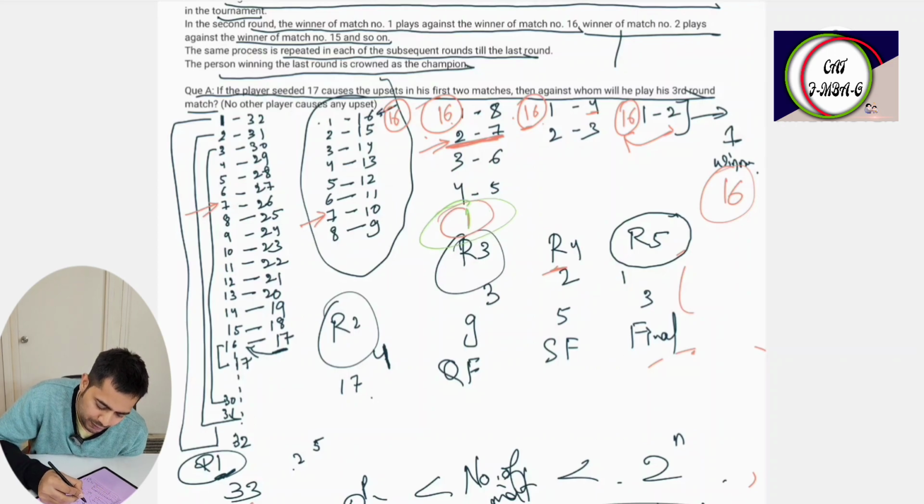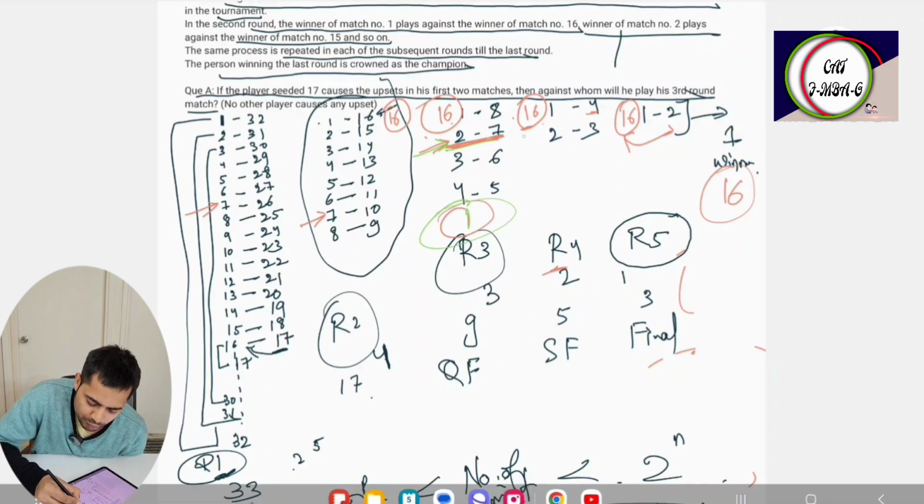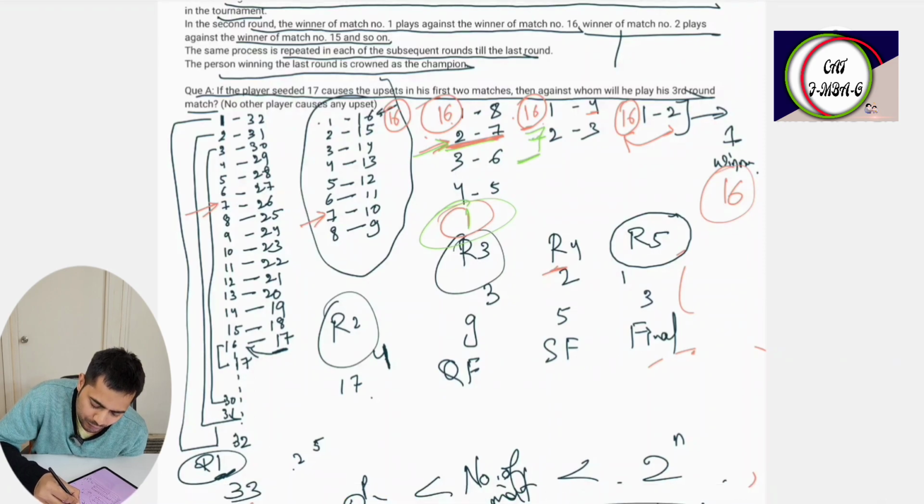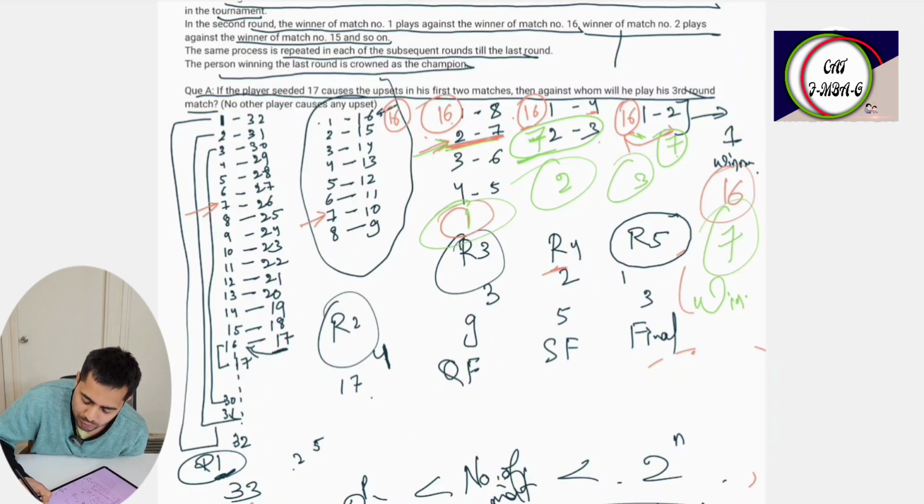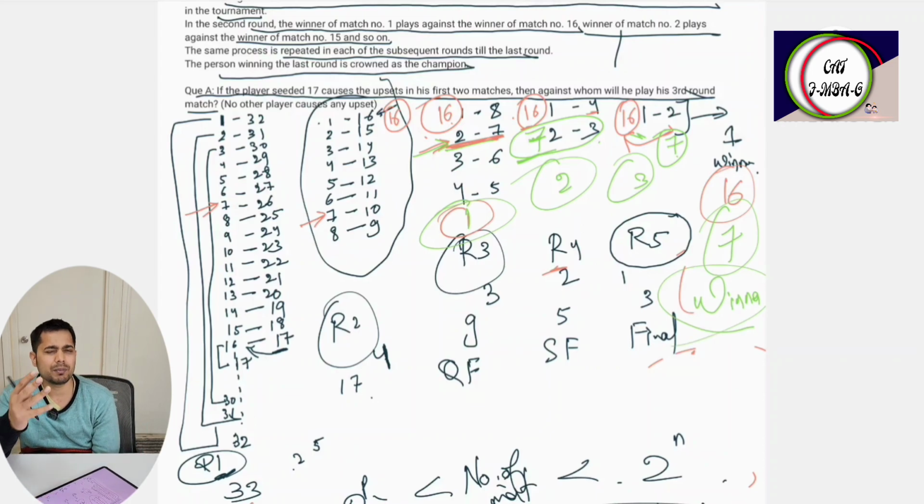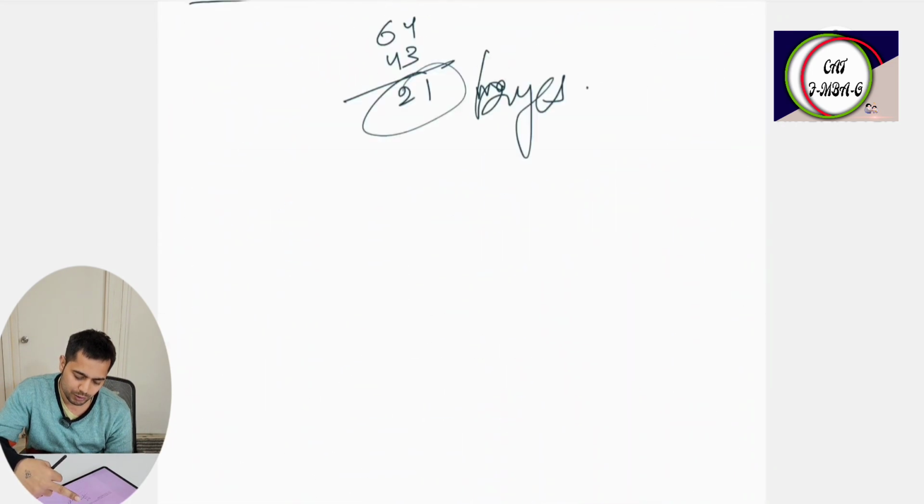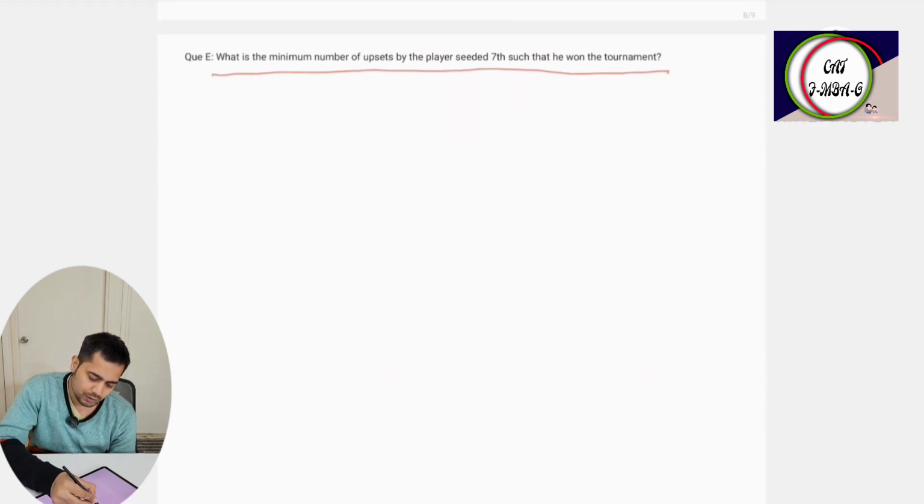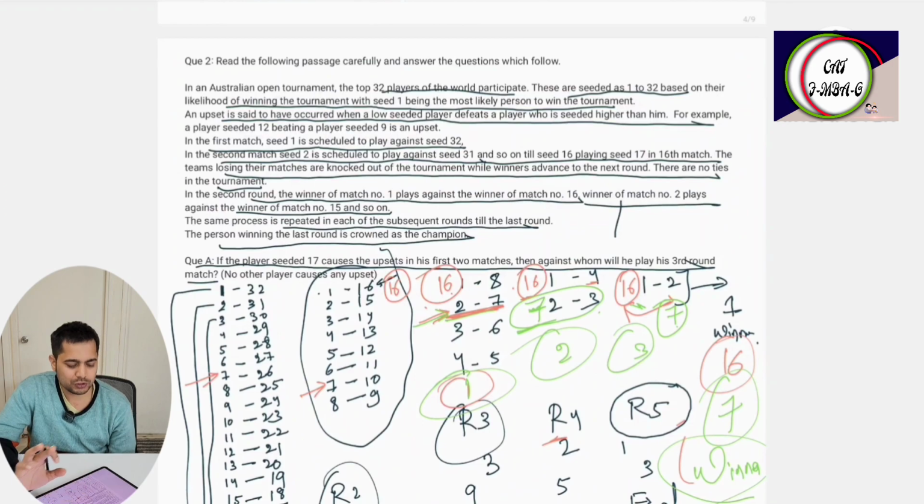Let me use a different color. One upset is there when 7 defeats 2. So instead of 2, 7 comes here. Then 7 defeats 3, so the second upset is there. Now 7 defeats 1, so the third upset is there and 7 can become the winner. So a minimum of 3 upsets are required so that 7 can win the tournament. So the answer to the question is 3 upsets. I think 5 questions of this knockout tournament are complete. So this was the knockout tournament.